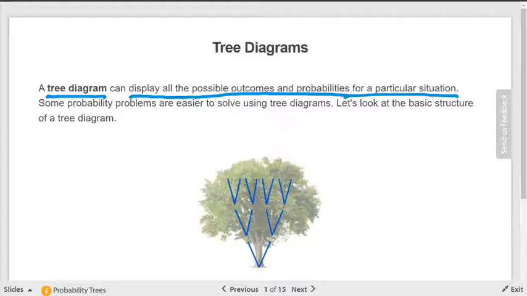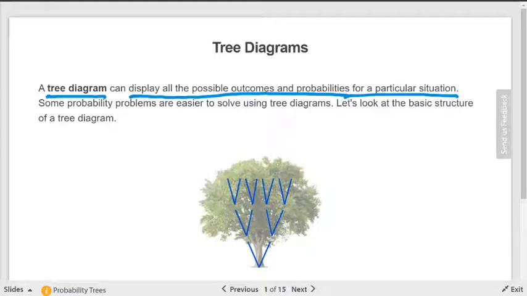So some probability problems are easier to solve using tree diagrams. What it does is it organizes your work. A tree diagram or a probability tree is simply a way of displaying the possible outcomes. And one of the strengths of this is that it makes it very easy to read when you have combinations of probabilities, lots of probabilities put together.